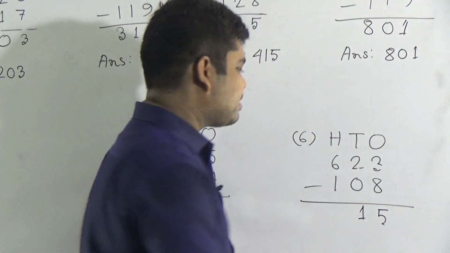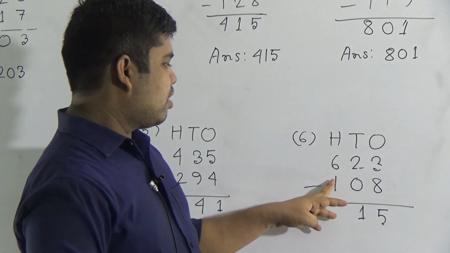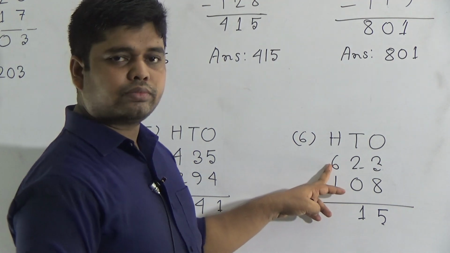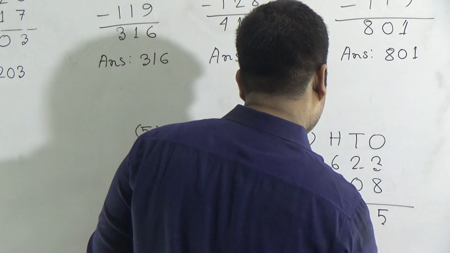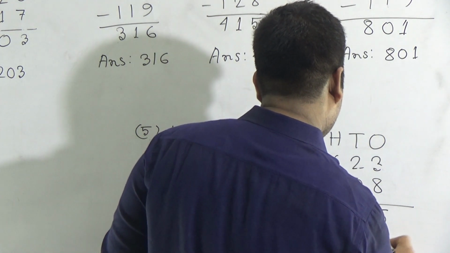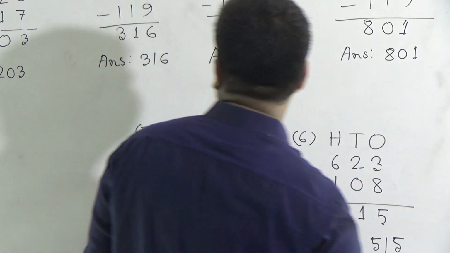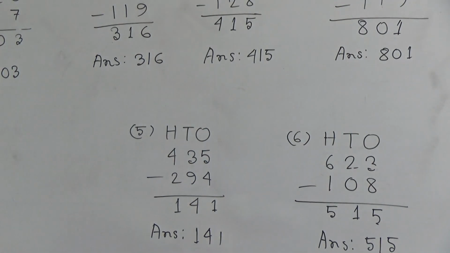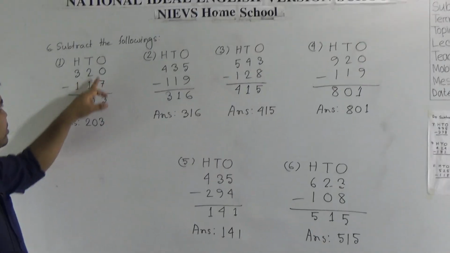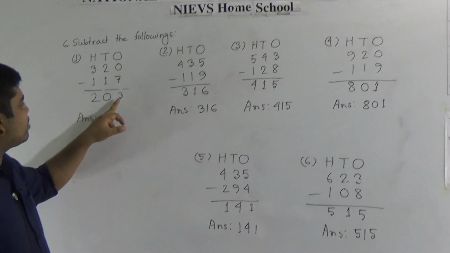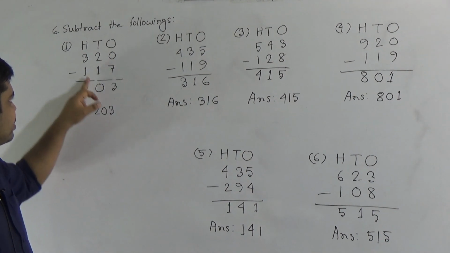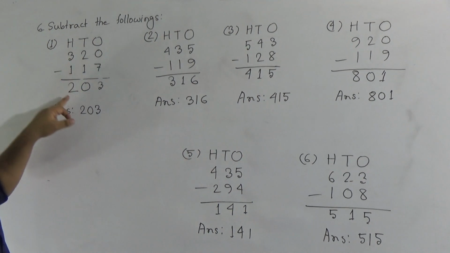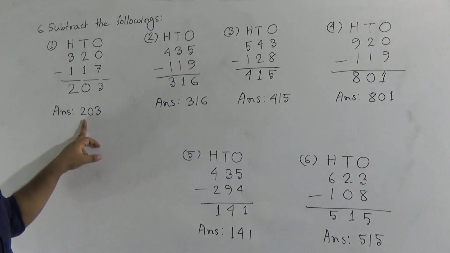Now we subtract this 1 from this 2 and we get 1. Okay. Next, 1 from 6 and it will be 5. So 515 is the required answer. My dear students, we check. 7 to 10, it will be 3 and 1 is added, that means 0. If we subtract 1 from 3, then we get 2. So 203, it is right.